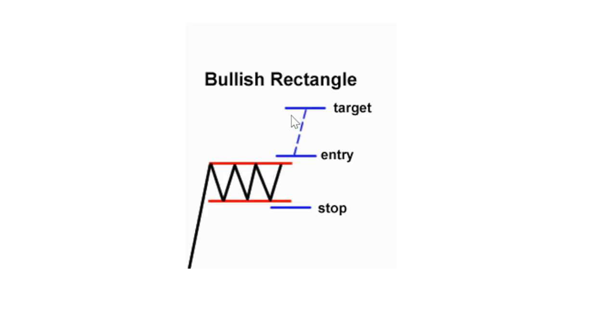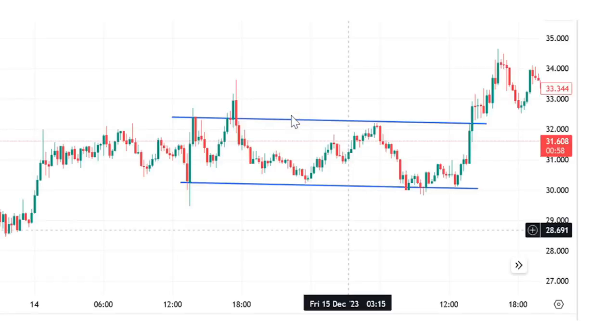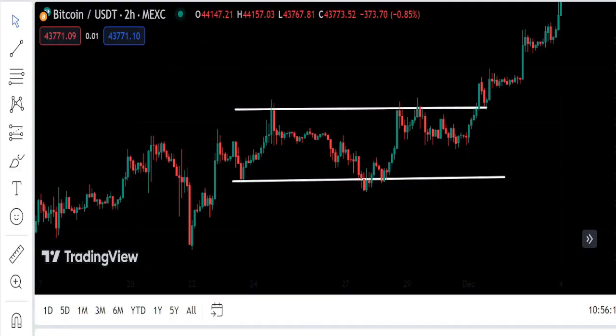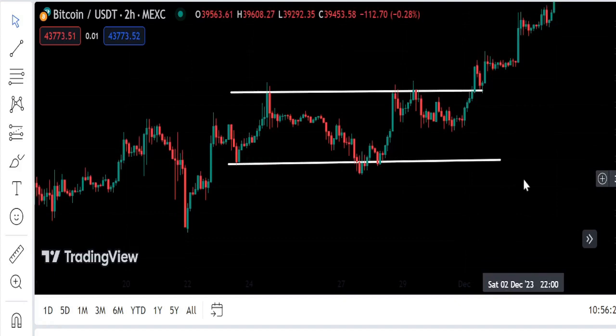But then let's see an example of this bullish rectangle. So here is a chart of this bullish rectangle. We can also look at live examples so that we can better understand the entries and our target price. So let's look at an example. Once again, here is a chart of our bullish rectangle.